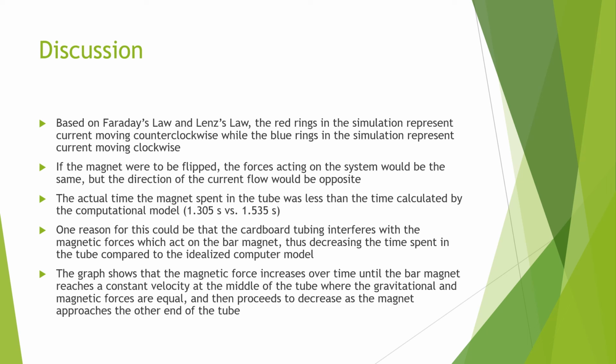The graph from the previous slide shows that the magnetic force increases over time until the bar magnet reaches a constant velocity at the middle of the tube. At this point, the gravitational and magnetic forces are equal. The magnetic force then proceeds to decrease as the magnet approaches the other end of the tube.